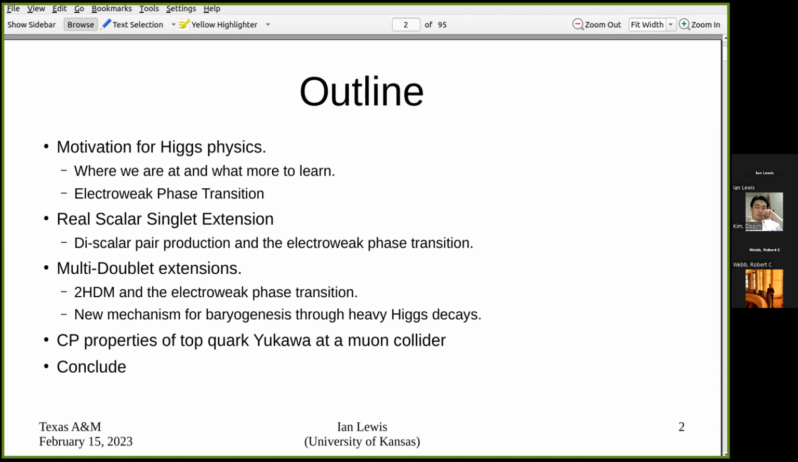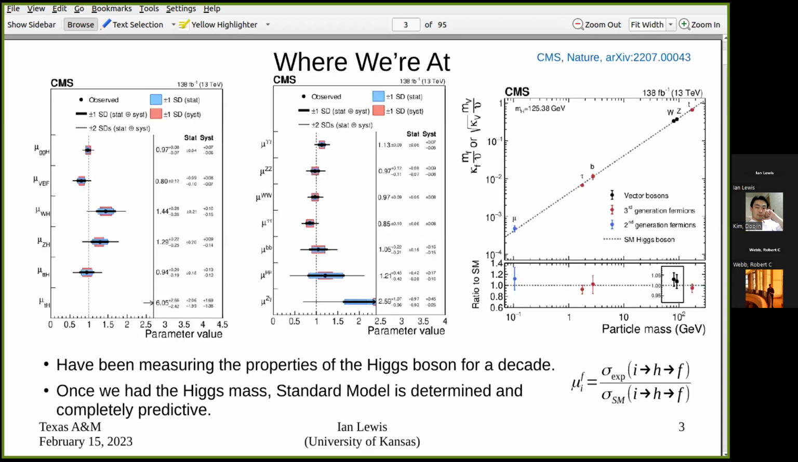There's some really interesting standard model physics that goes on when you get to 10 TeV or 30 TeV muon colliders that has important implications for BSM searches. So if I don't get to that and you want to hear about it, you can ask. And then conclusions. So where we're at: this is the most recent update, from July last year.